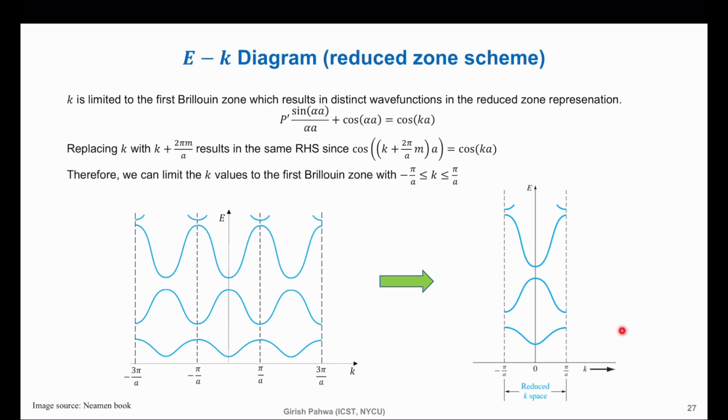This we will be using very frequently, and this is very commonly used in EK diagrams as well. When people give you an EK diagram of, say, silicon or germanium, they usually use this reduced zone scheme. But any of the schemes is perfectly fine. You can use any of those.